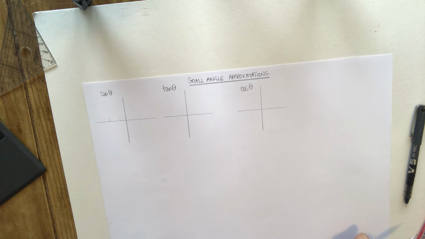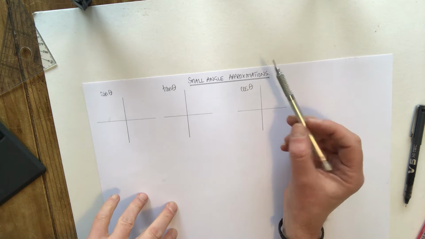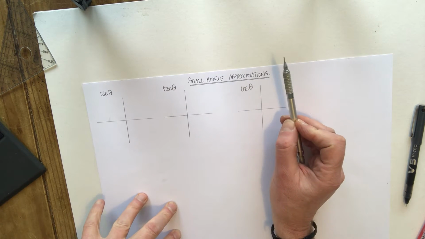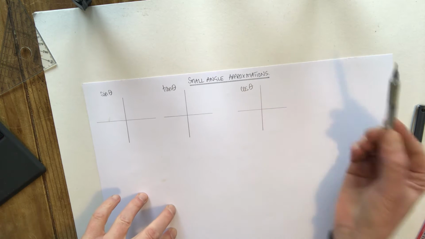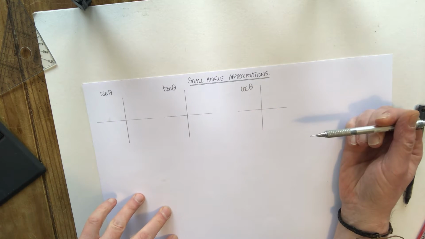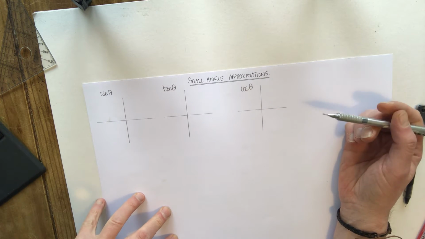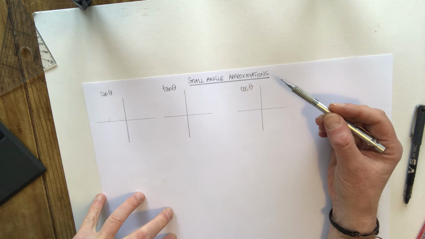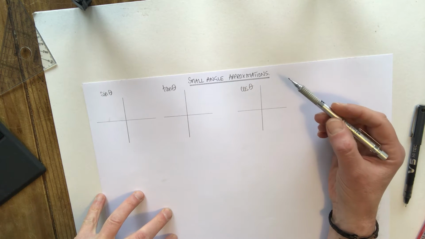The very last part of the radians chapter is about small angle approximations. This only works if your angle is in radians, which is why it falls in the radians chapter. And what it's looking at is what happens if the angle is very small.